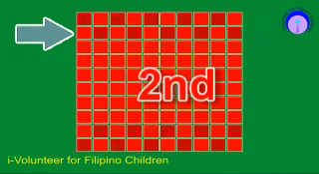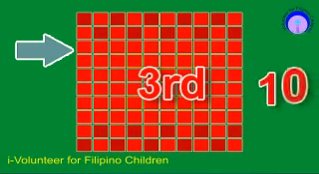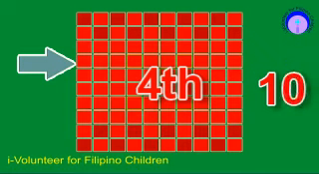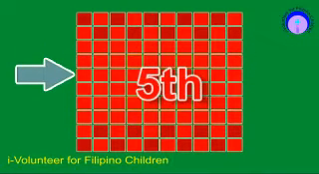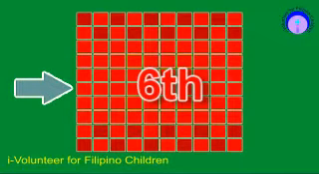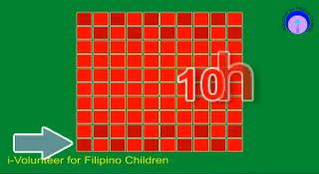For the second row, we have another 10 blocks. For the third row, we have another 10 blocks. Now let's move on to the fourth row. We have another 10 blocks. On the fifth row, of course, there is another set of 10 blocks. And this goes on and on until we finished the 10th row.